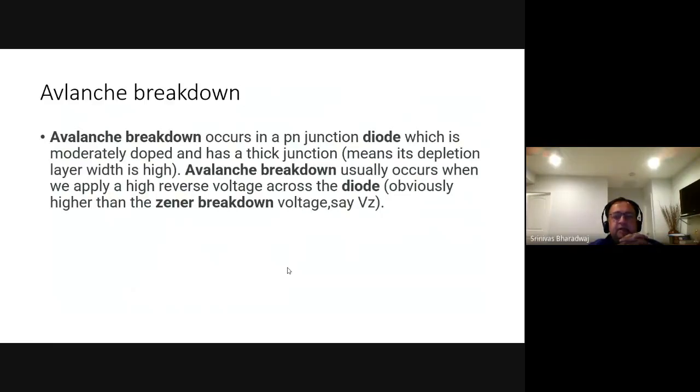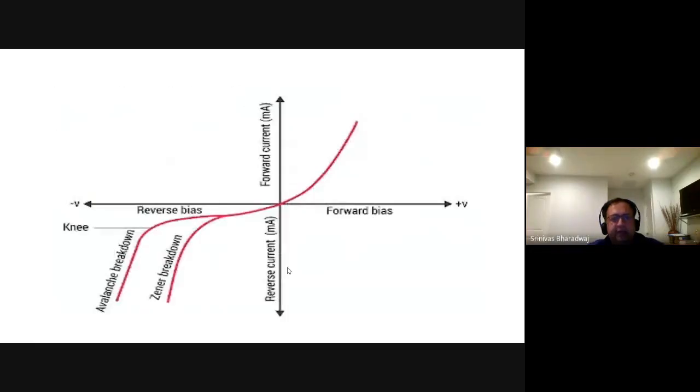Okay, obviously it's higher than the Zener breakdown voltage, which is called VZ. When you apply voltage higher than that Zener breakdown voltage, VZ, then current starts flowing rapidly. So now this is the knee of that curve. When you increase it here, you will have a lot of current.